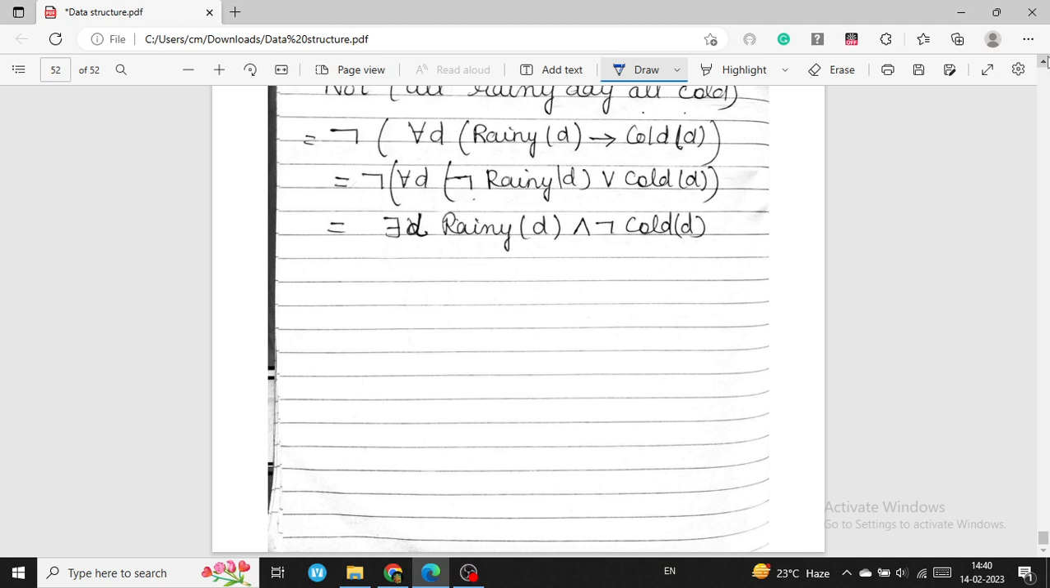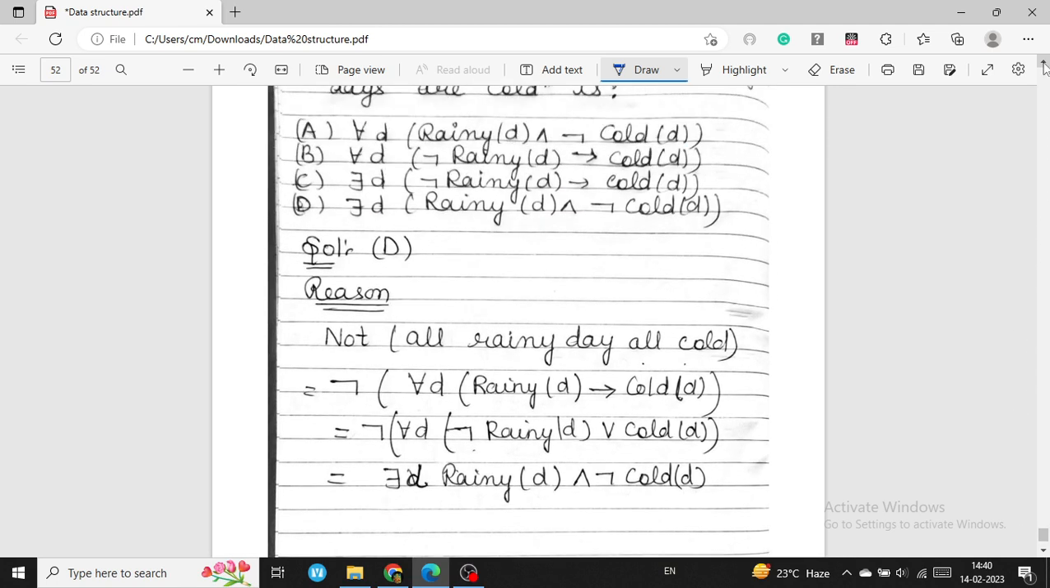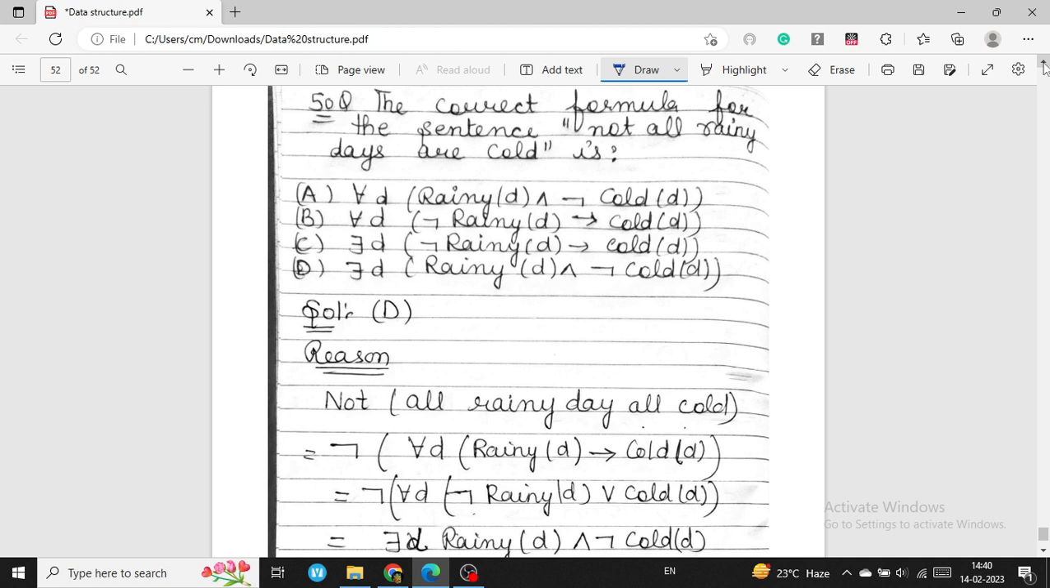And the last question, with the same method: not all rainy days are cold means there exist some rainy days which are not cold. So this is the answer. So that's why the answer is this option.